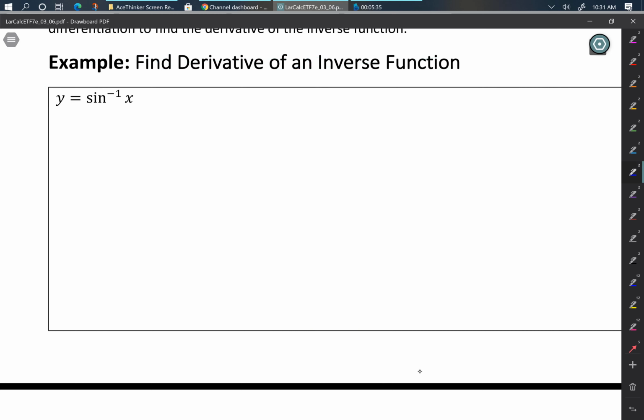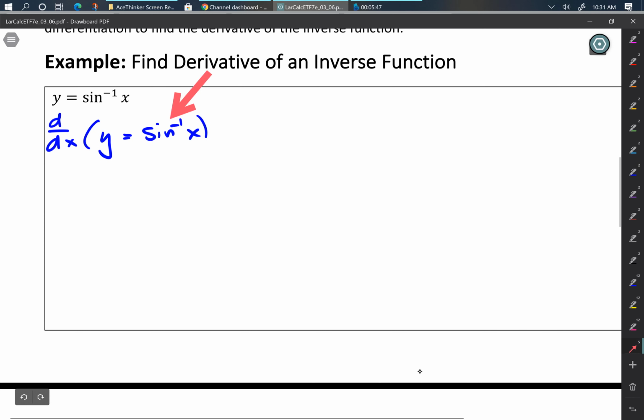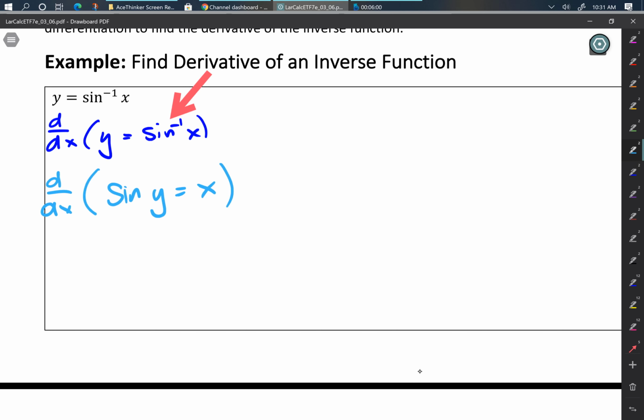All right, my job is to take the derivative with respect to x of the equation y equals the arcsine of x. I can't do that because I don't have a rule for arcsine. So what I'm going to do is rewrite what's inside those parentheses in this way. If y is equal to the arcsine of x, then the sine of y should be equal to x. Right? Because remember how inverse functions work, right?